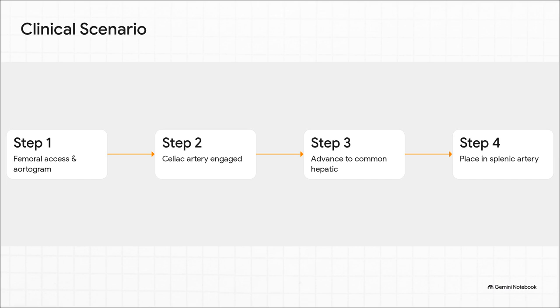Moving on to Step 3, they push that catheter even further, advancing into the common hepatic artery for some additional selective imaging. And finally, in Step 4, the physician pulls back, withdrawing the catheter from the common hepatic and repositions it, selectively placing it into the splenic artery for yet another round of selective imaging. Think about that physical path for a second. Up the aorta, into a main trunk, down one branch, back out, and then down another completely different branch. It's like navigating a complex highway system.